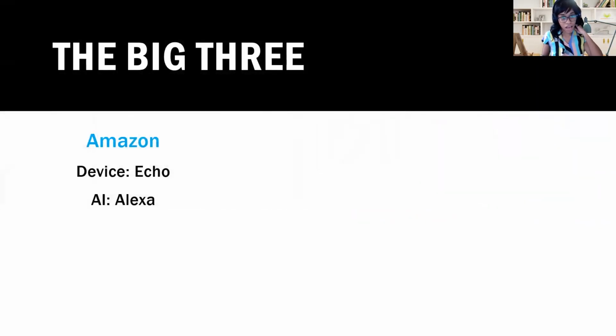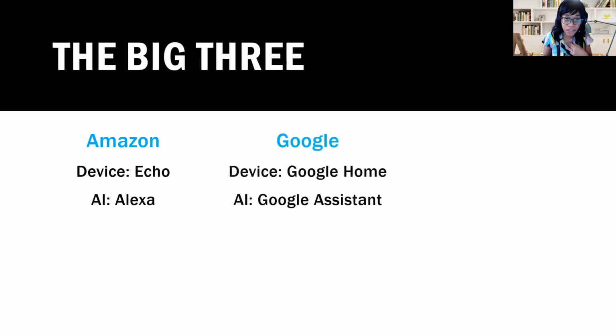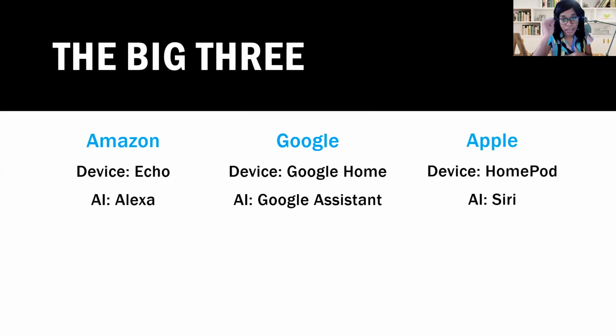So I'm going to make a distinction for you all between the device and the AI that's running the device. Okay. So Amazon's device is called the Echo and all of its many iterations, and its AI is called Alexa. Google's device is called the Google Home, and its AI is the Google Assistant. And Apple's device is called the HomePod, and its AI is called Siri.